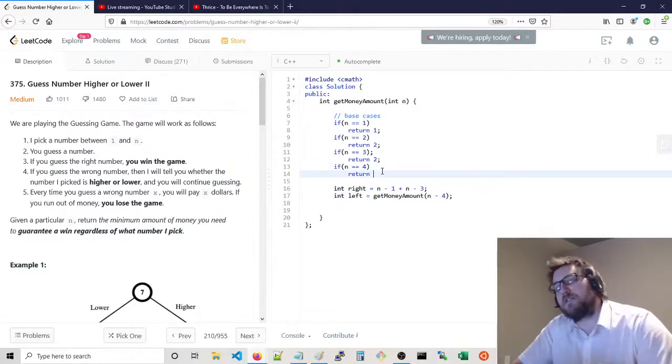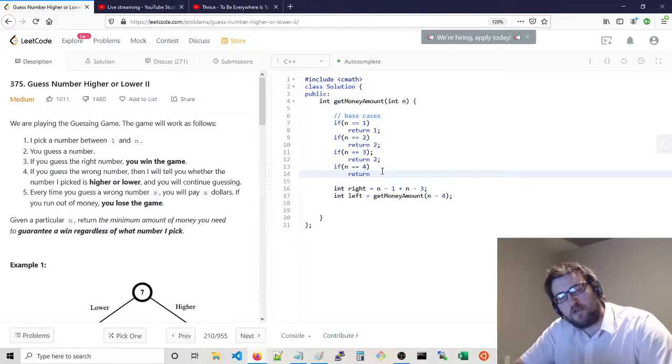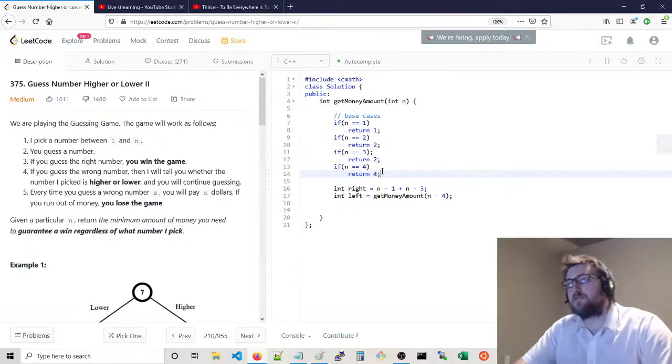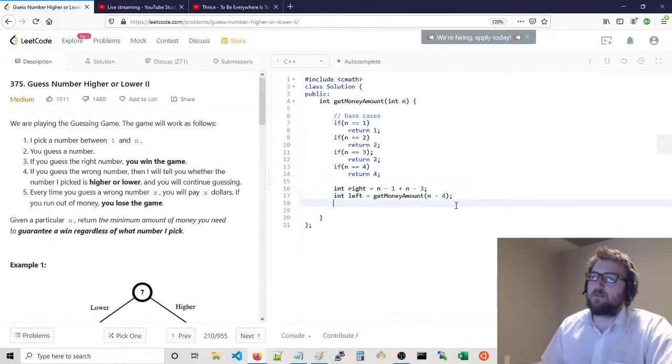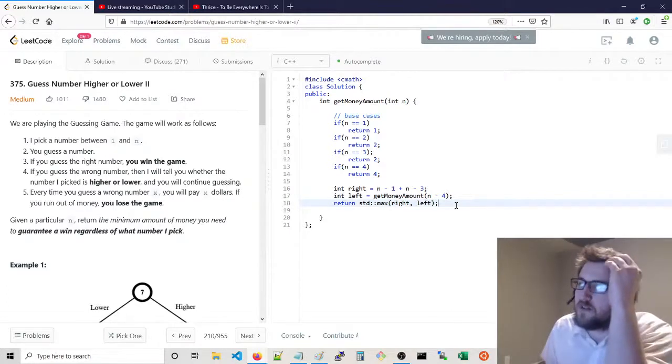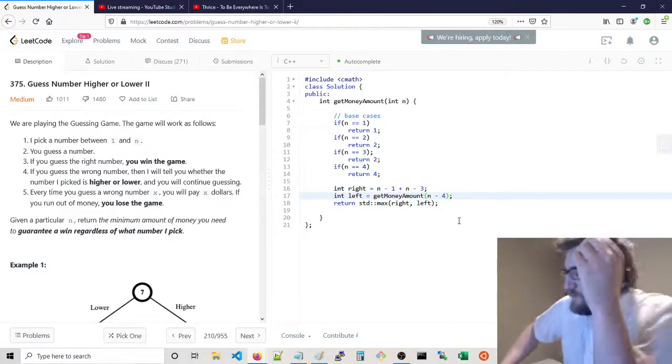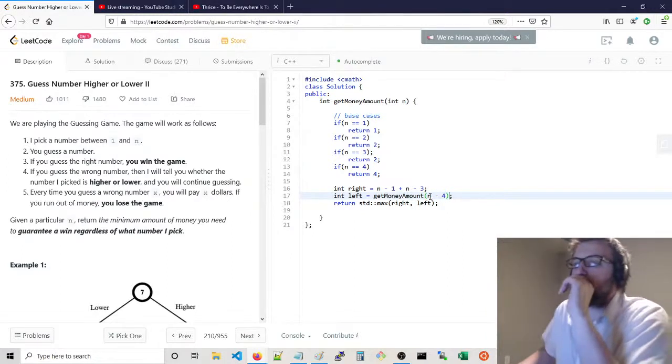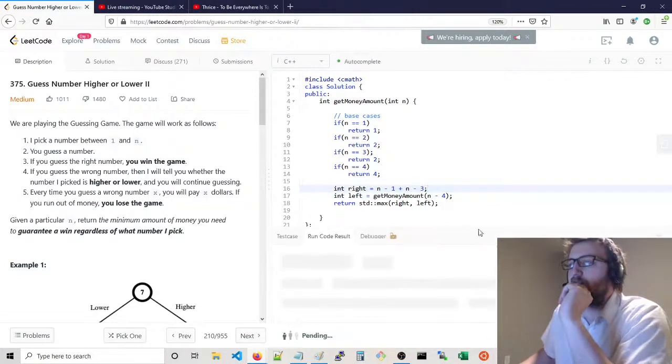N equals 4 is going to be 3, 2, and 4 on the right side, and then 1 on the left. So I think it's 4. And then get money amount n minus 4, and then return standard min of right and left. Oh no, max. Yeah. Something like that.